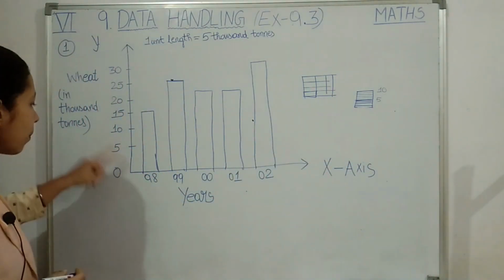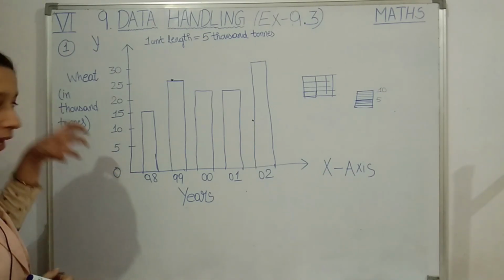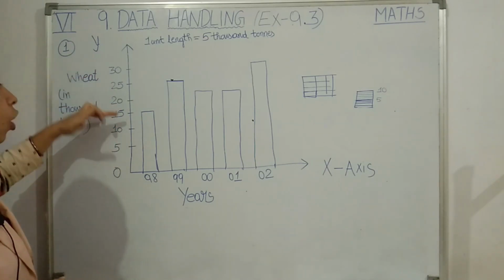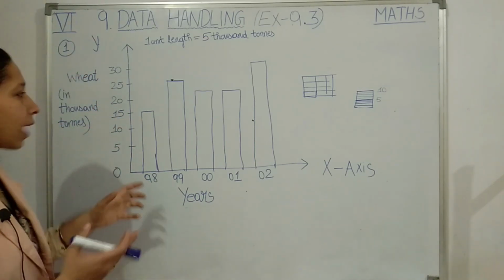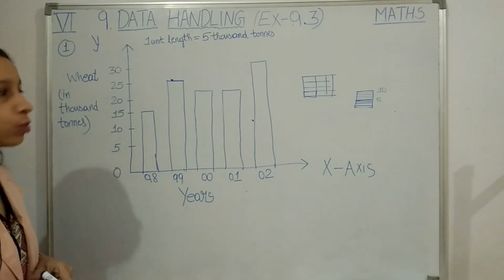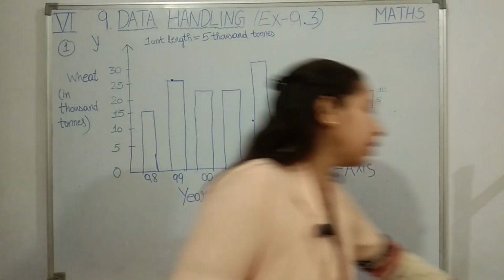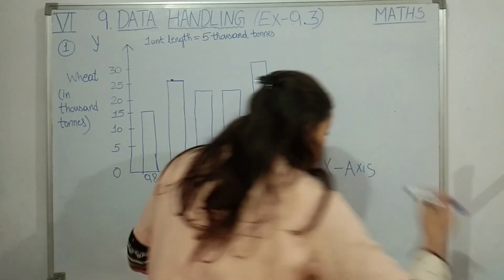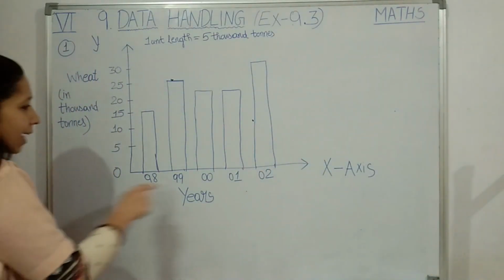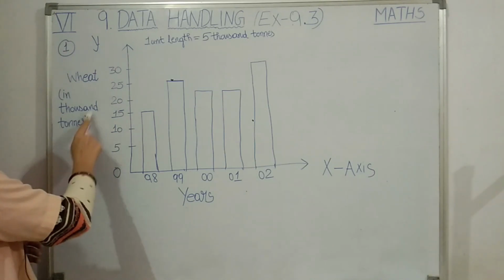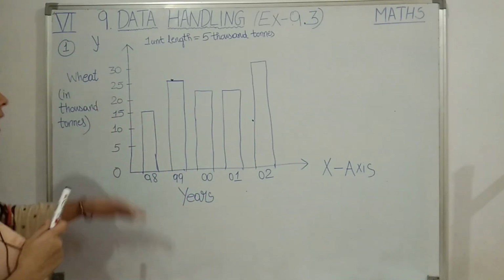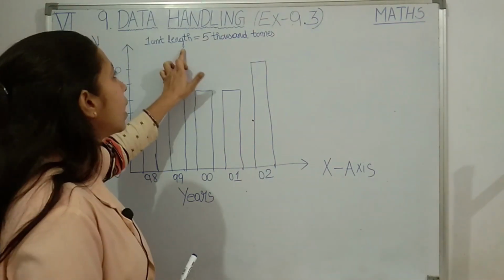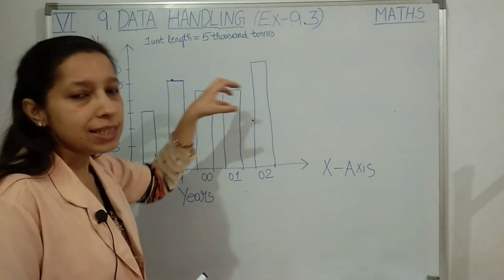Now students, suppose in the beginning of one box I have written 0, then I have left the box and then I have written 5, then again on the top of another box 10, then on the top of another box 15 as given in your textbook. Like this we make the bar graph, students. Now when I explain you the question, then it will be more clear to you. But for now, just remember this, that when we draw bar graphs, first we draw x-axis and y-axis, then we give the title, and according to the titles we write the values on x-axis and y-axis. Then the most important thing, here you can see it is written 1 unit length equals 5000 tons. This is the scale, students.